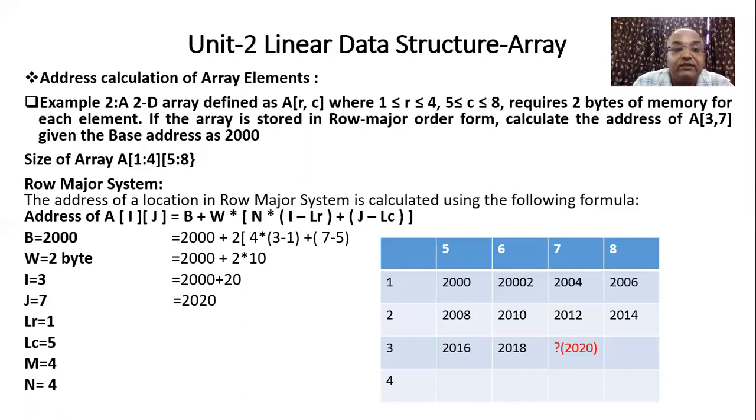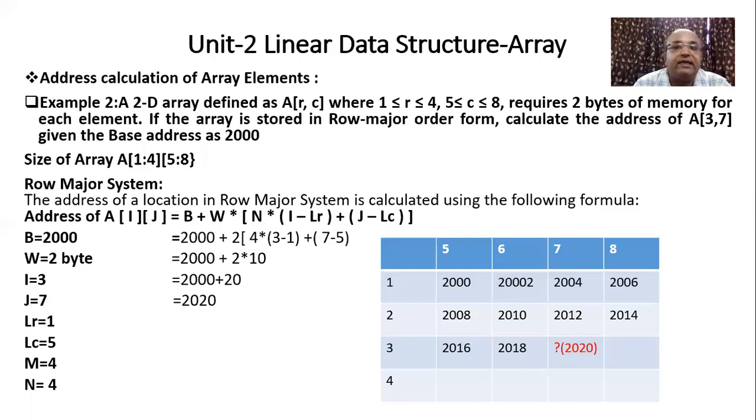Now we have two terms, LR and LC. In this example, the value of LR, the lower range of row, is the index where the row starts, which is 1. Similarly, the value of LC, the lower index of the column, is 5. In the previous example, we took the values of LR and LC as 0, but now we have to consider LR and LC as given here.